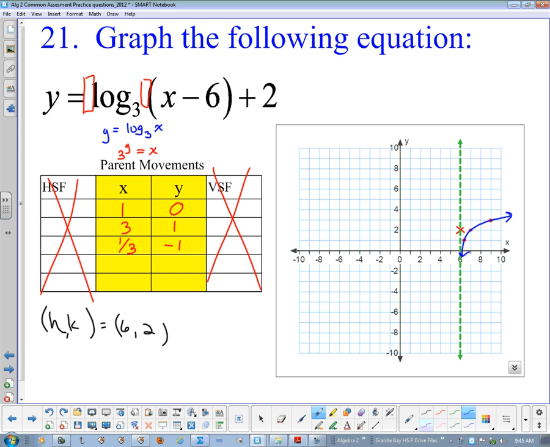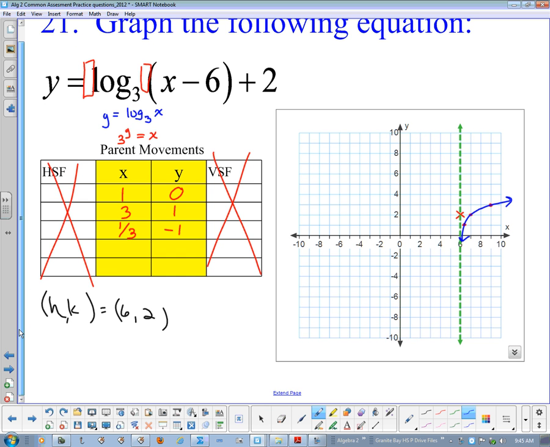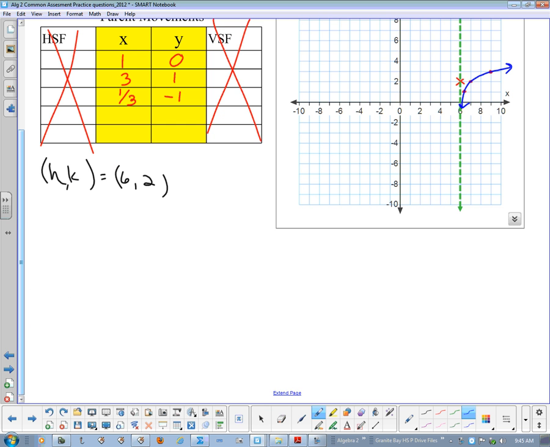Does that make sense? You need that vertical asymptote. You need those 3 points, okay? And then trace that graph with arrows on both ends. Domain and range. Let's make sure we know how to do domain and range here.